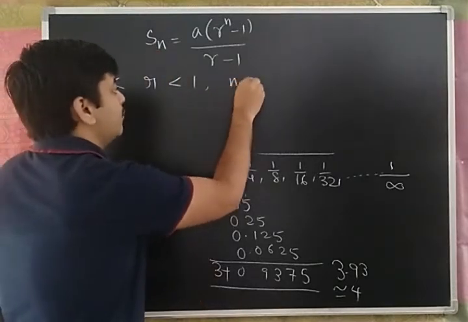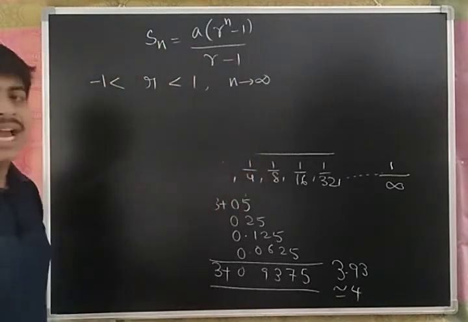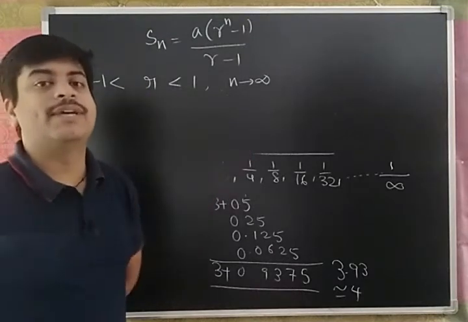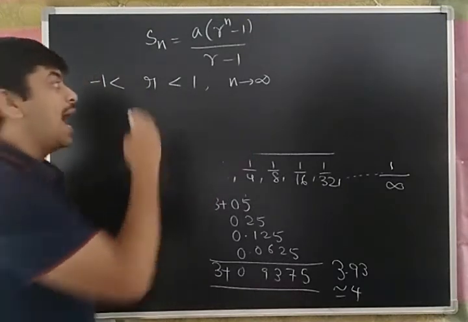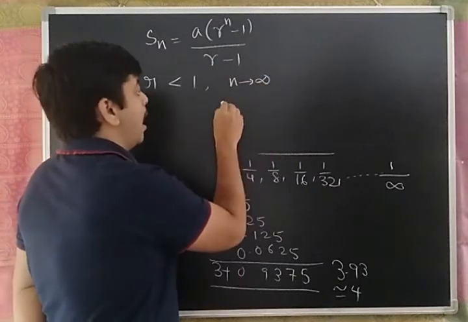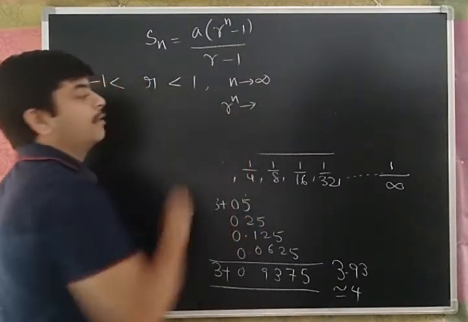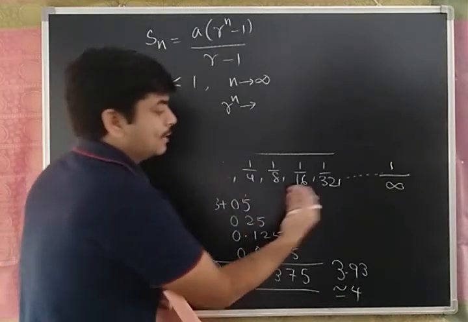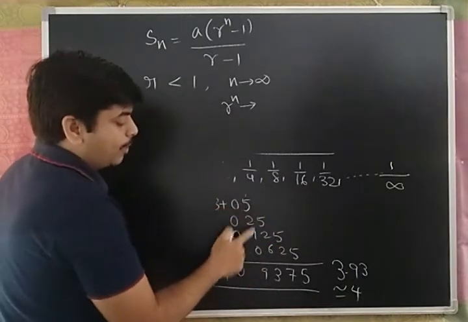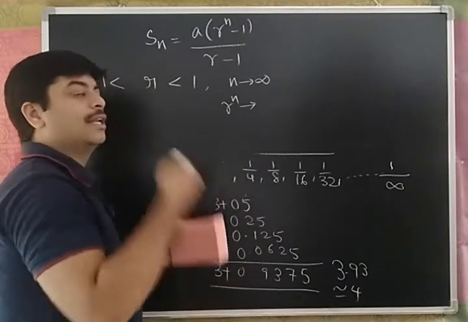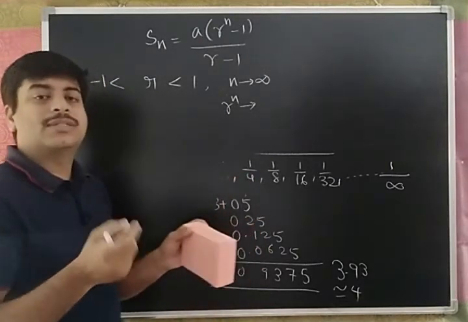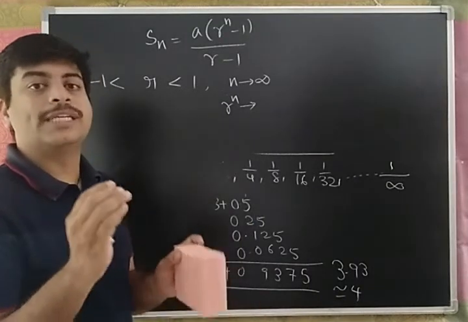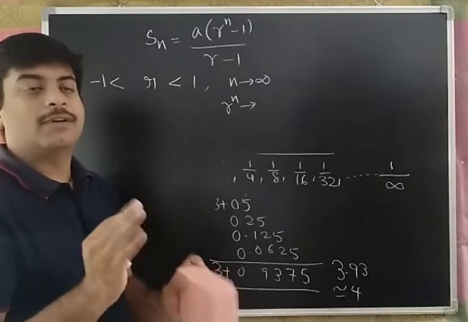as n tends to infinity. What is the meaning of n tending to infinity? When we are going to infinite terms. As n is tending to infinity, r power n, as r is a very small number, so go on increasing, r square, r cube, r power 4, r power 5, r power 6, r power 10, r power 100, all these are almost infinitely small, which is considered to be approximately equal to 0.